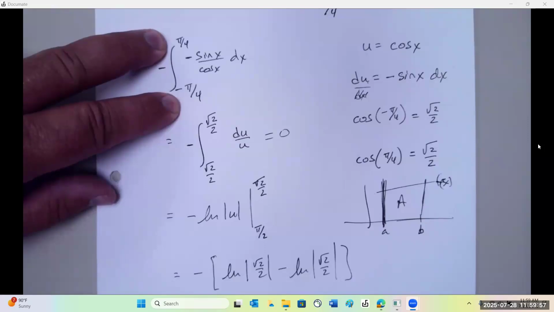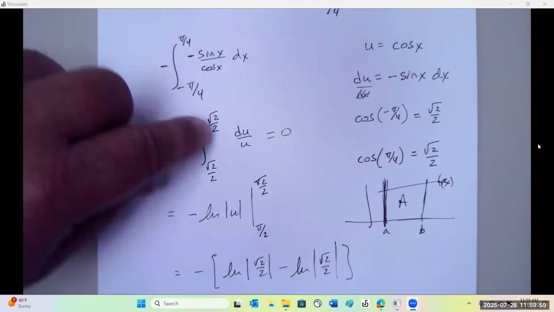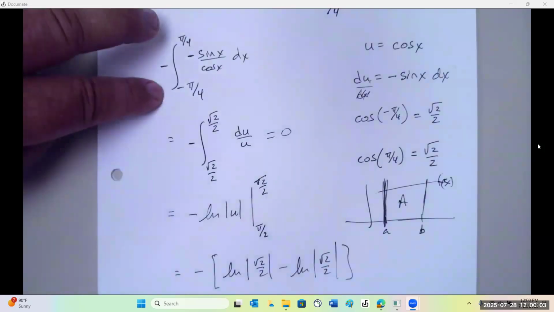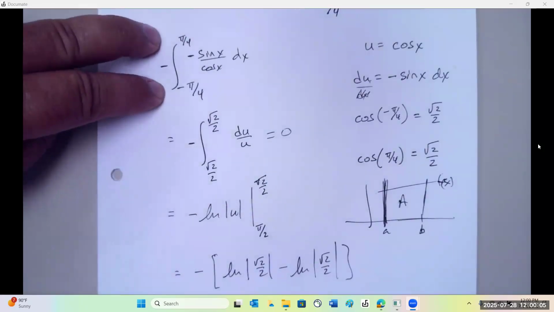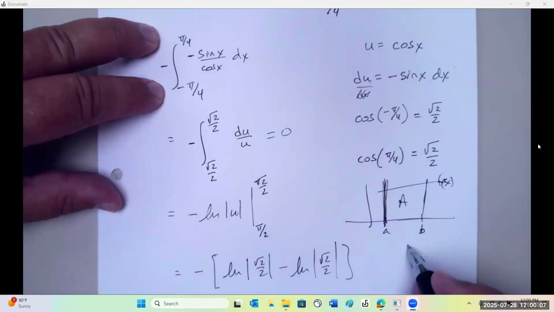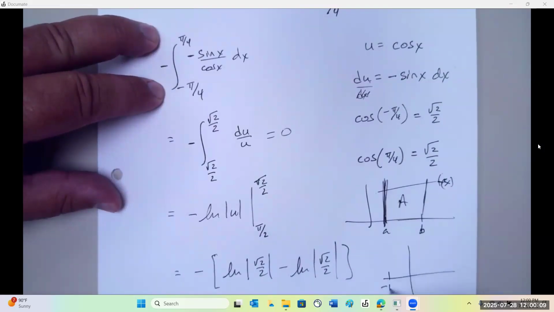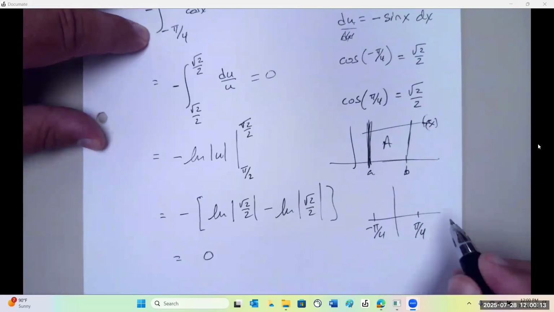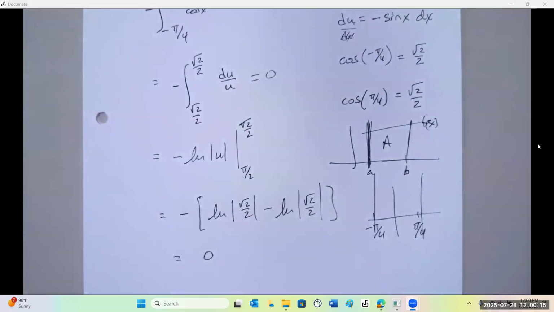Which brings us to our next topic. Why does this function equal 0 if it's going from negative pi over 4 to pi over 4? That means we do have some width. How can it equal 0?